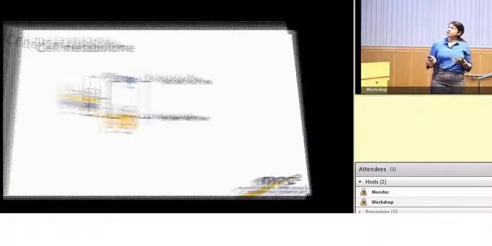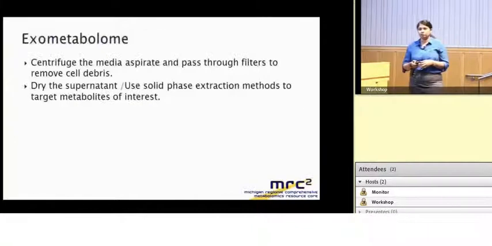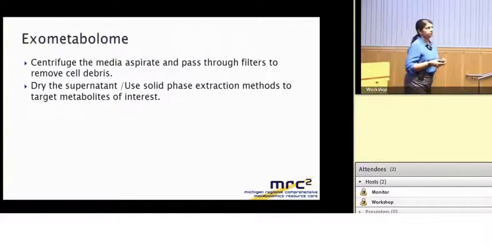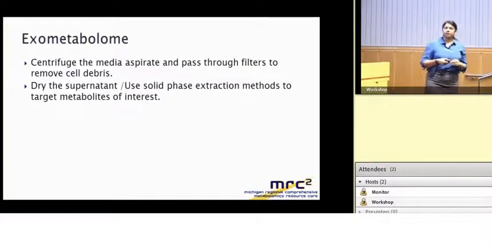To process these samples, especially the exometabolome, you aspirate the media after your intervention. You try to remove the cell debris by centrifugation and passing through filters. And we typically try to concentrate these media by either drying with vacufuges or nitrogen drying. And we use various cases of solid phase extraction as well to concentrate and focus on the metabolite you are interested in the metabolome.